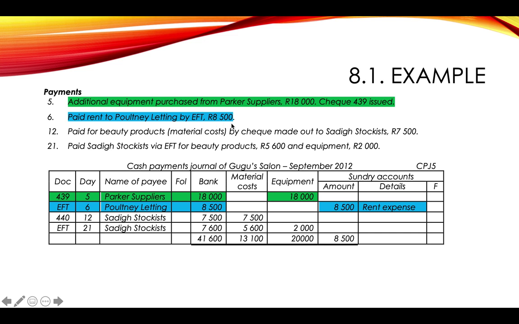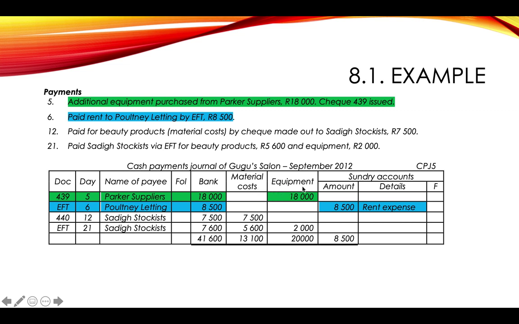On the 6th, paid rent to Pulteney Letting by EFT, 8,500. My source document in this case is EFT. I could have decided to number my EFTs, and then you'd put the number here next to EFT. The day is the 6th. Name of payee, Pulteney Letting. Do you see? You just read it off the information that is given here. You pop in who is the other party involved, Pulteney Letting. The amount is 8,500, which must always go in bank because this is a payment. And then you ask yourself, what was it for? Why did you pay them? You paid them for rent. So that must be rent expense.